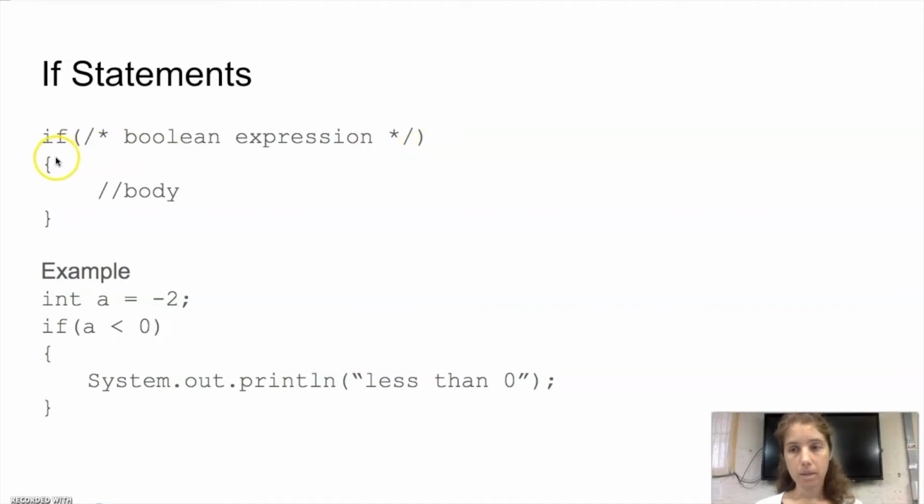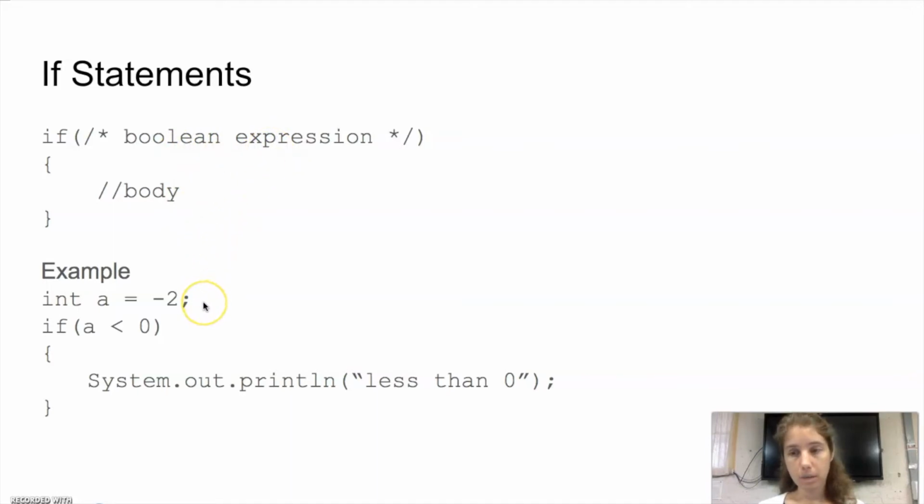On the next line, we add an opening curly bracket. We always make the matching closing curly bracket at the same time so we don't forget. And then in between those curly brackets, we write what we call the body of the if statement. That is the line of code, or maybe multiple lines of code, that we want to run only if the Boolean expression that we wrote is true.